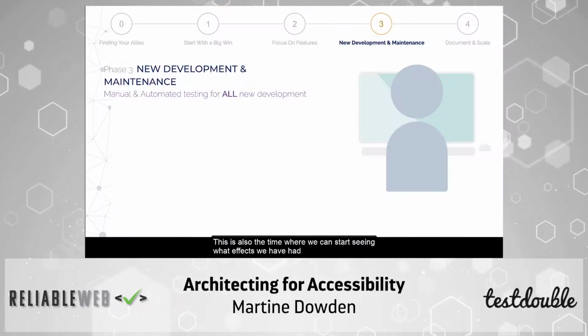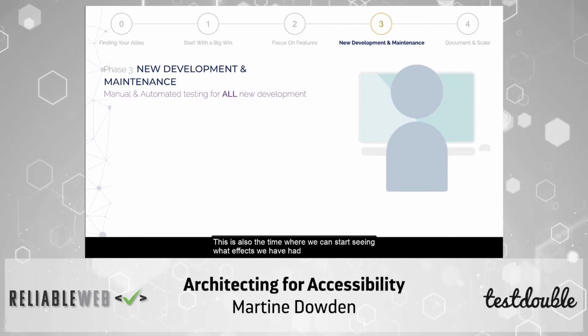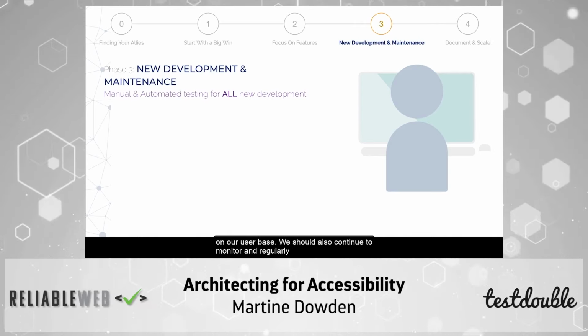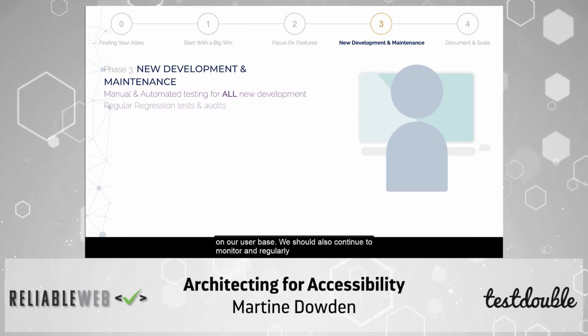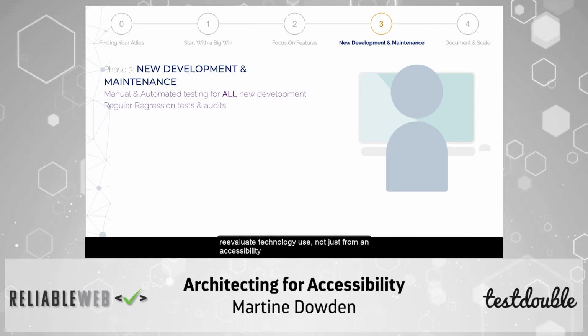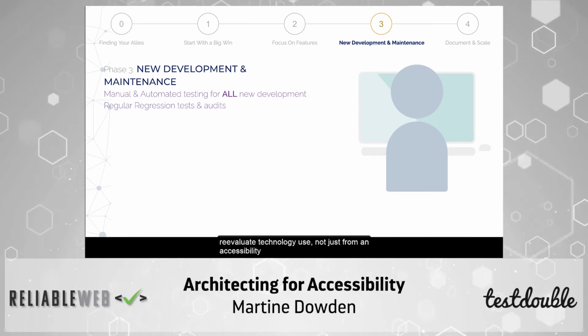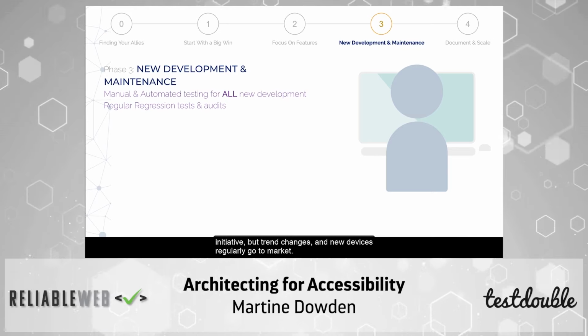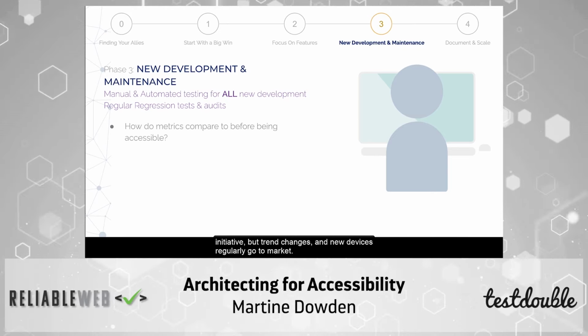Phase 3, our application is now accessible, and we want to keep it that way. This means that we need to make sure that all new development follows our development cycle and gets tested. This is also the time where we can start seeing what effects we have had on our user base. We should also continue to monitor and regularly reevaluate technology use, not just from an accessibility initiative, but because trend changes and new devices regularly go to market.